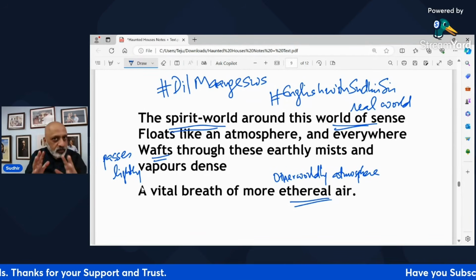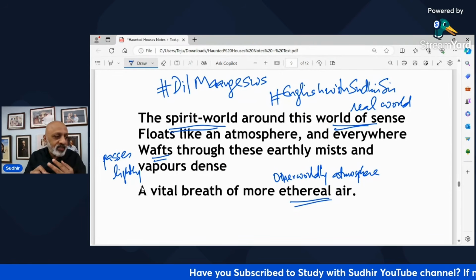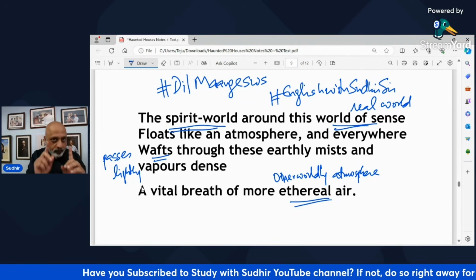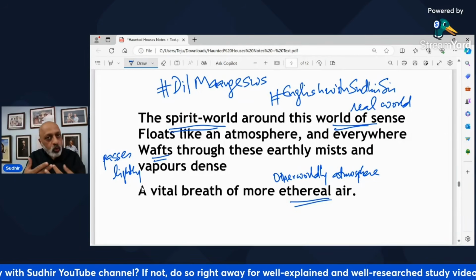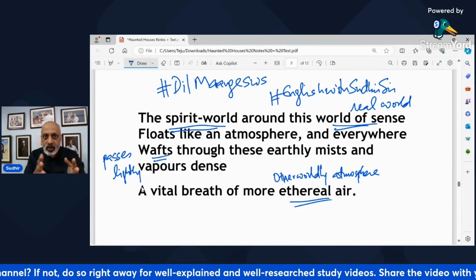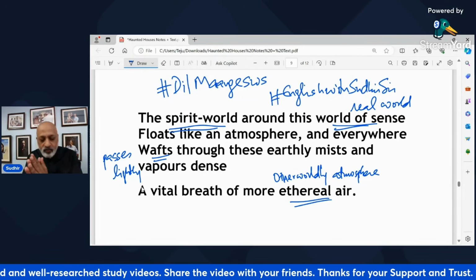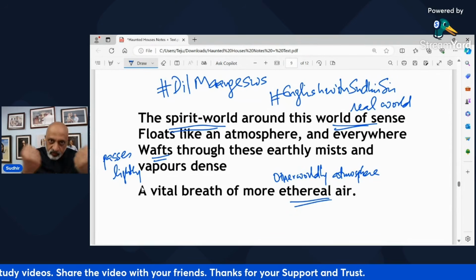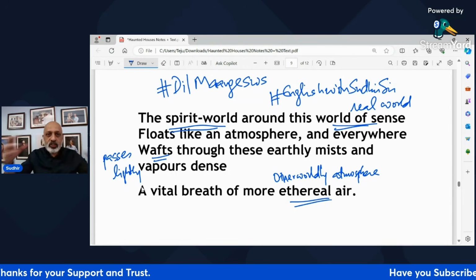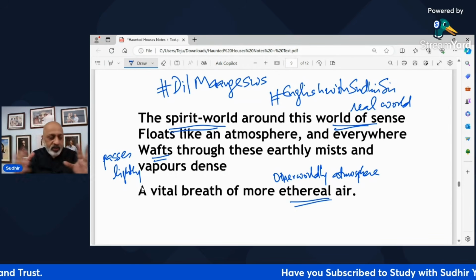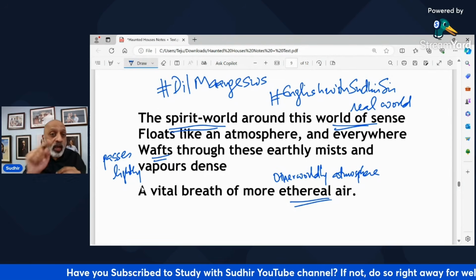So this explores, now the poem gets complex. This explores the connection between the physical world, the world of sense, and the world of ghosts, the spirit world. Now the first line, the spirit world around this world of sense, talks of the two worlds as if they exist in parallel, as if they coexist. It's talking about coexistence. The world of sense refers to the physical world that we are obviously aware of, which we can perceive through our sense of touch, eyes, hearing, smell, everything. The spirit world is not something which you are able to perceive.